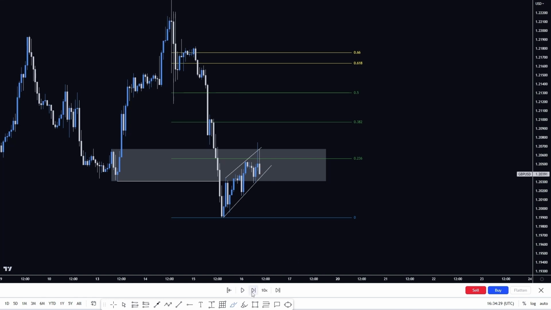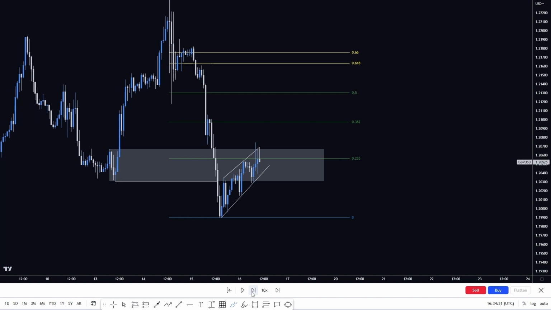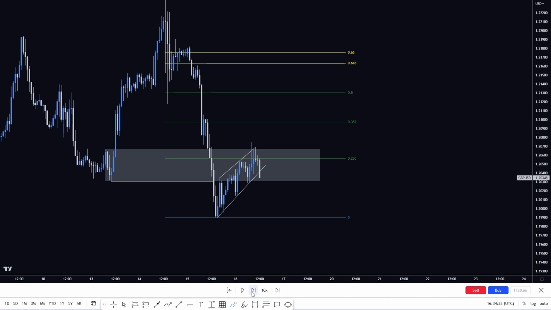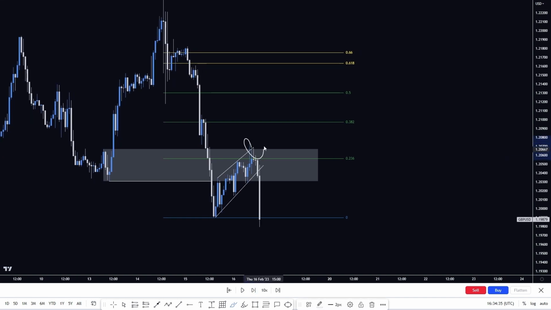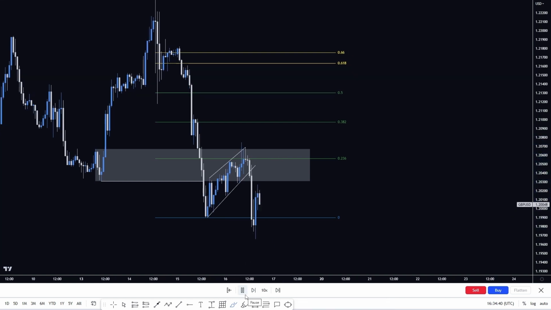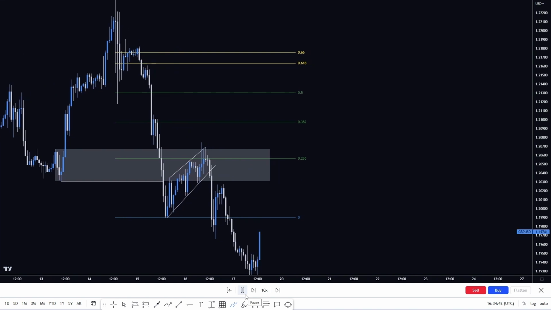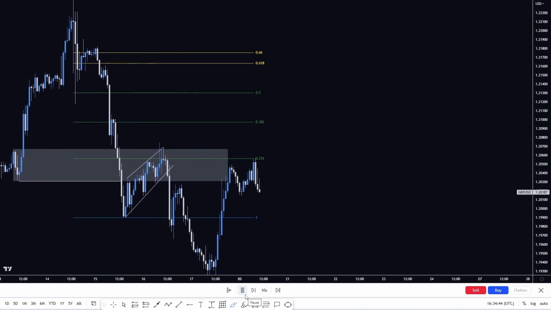So if we then play the next candle out, it moves up the side. We then get some more high test candles, so three of them in a row, and then a beautiful impulse to the downside. So there you have it, that is an example of the 0.236 line playing out.